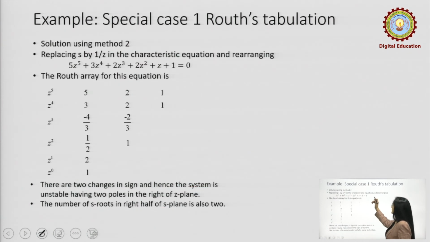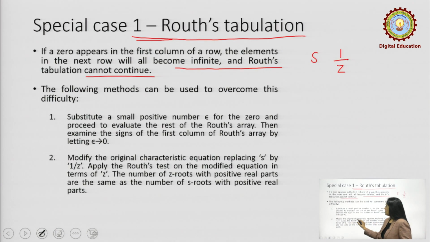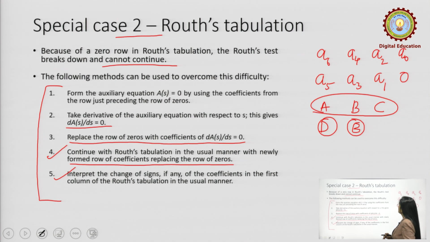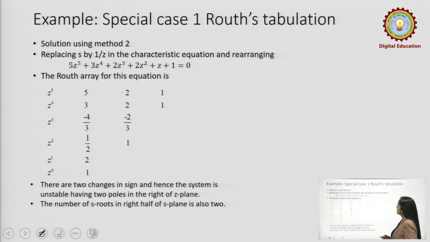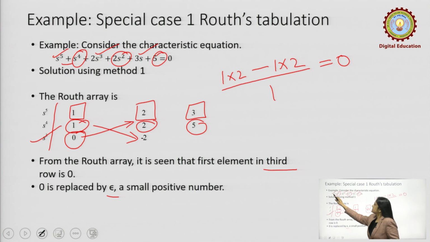We are checking the same example using method 2. In method 2, what we had to do? Modify the original characteristic equation replacing S by 1 by Z. Now, replacing S by 1 by Z, all the terms which are S here become 1 by Z.